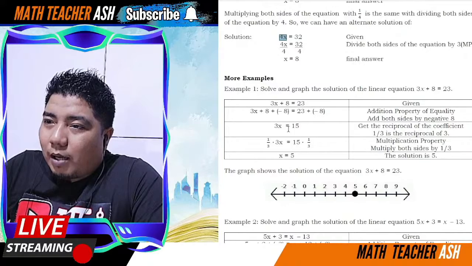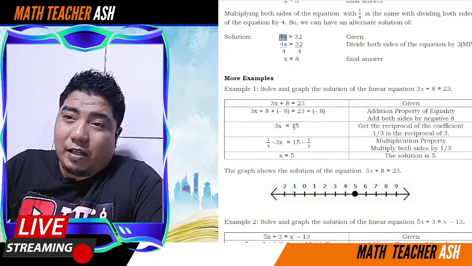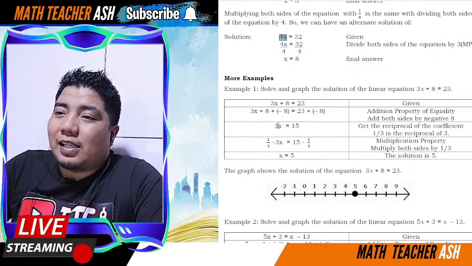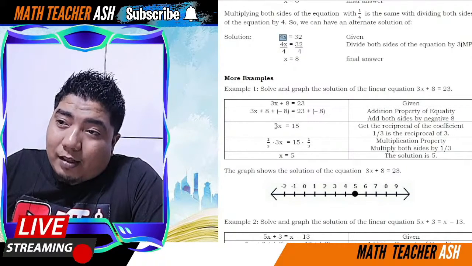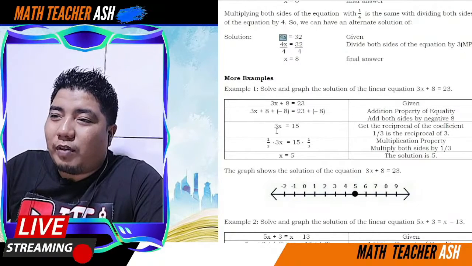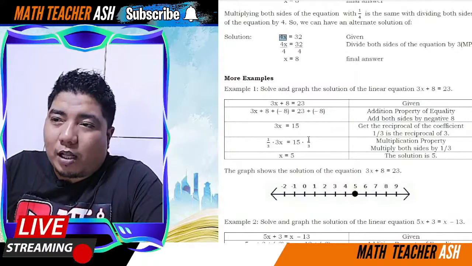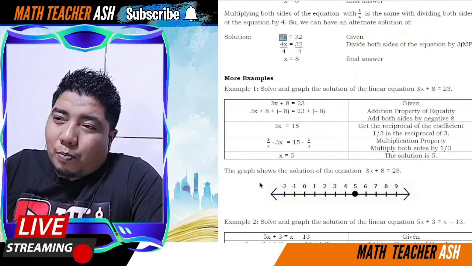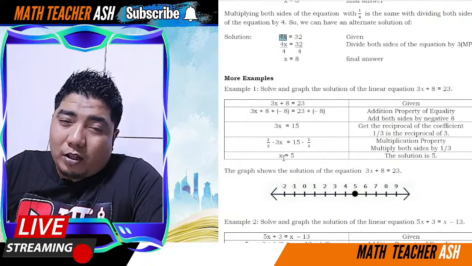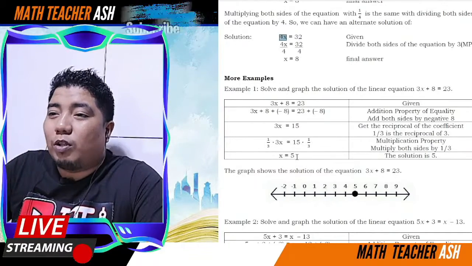And then, this will become 3x. 23 plus negative 8 is 15. This is not yet the final answer because you still have a 3 beside the x. So, since this is 3x is equal to 15, you can divide it by 3, or you multiply it by its reciprocal, that is 1/3. So, x will cancel out, and 1/3 of 15 is 5. And this will be your final answer. x is equal to 5.